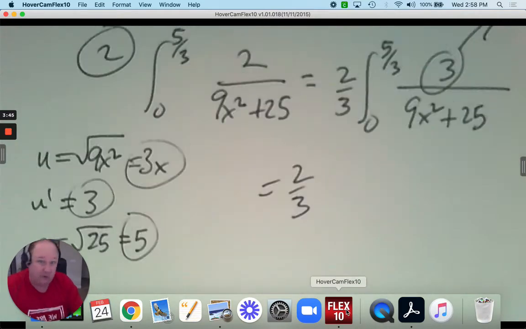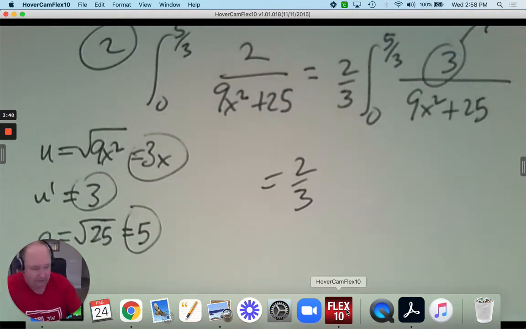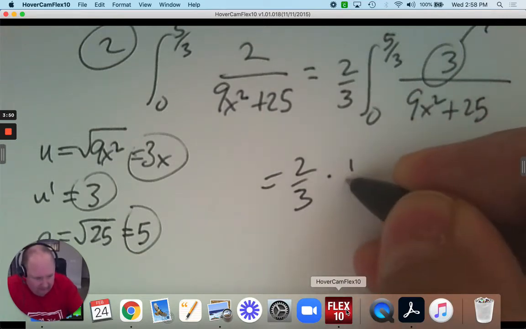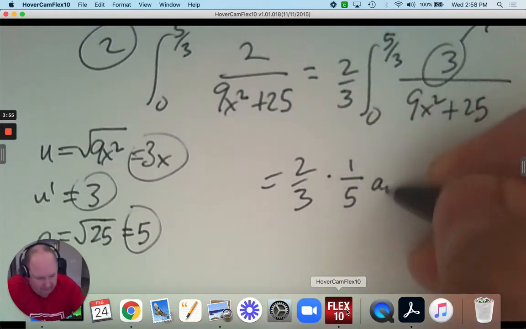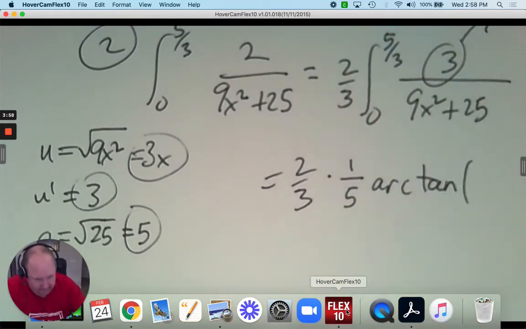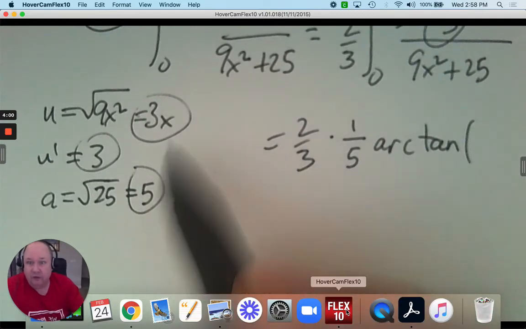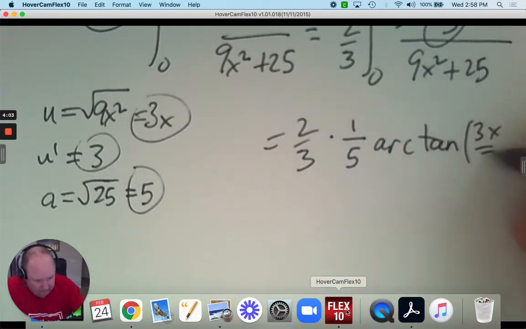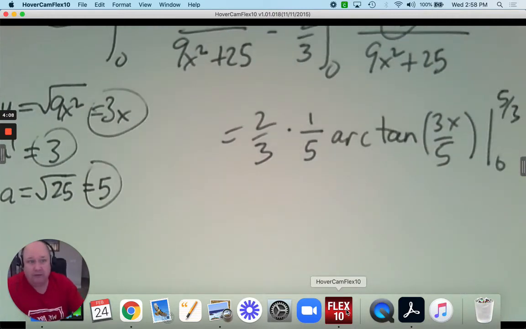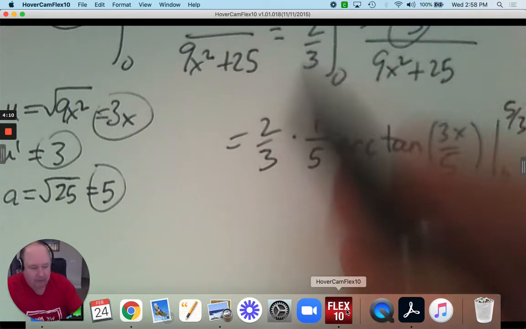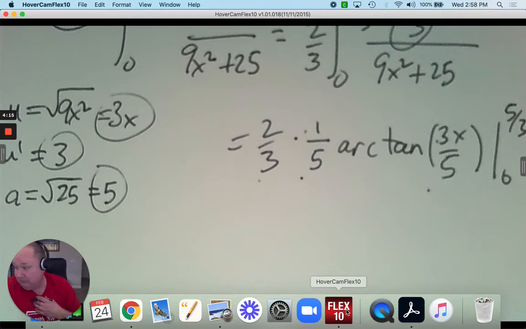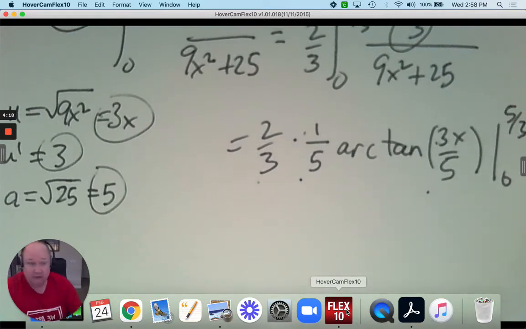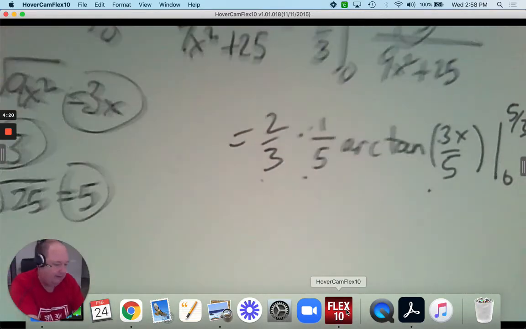And then I need to know the formula for inverse tangent. So it's 1 over a, so it's 1 over 5, arctan, and then inside is u over a, which is 3x over 5. And then we're integrating from 0 to 5/3. So 2/3, 1 over a, u over a, and we just need to practice it to know that formula to integrate inverse tangent. Now we're not done yet. We got to plug in.